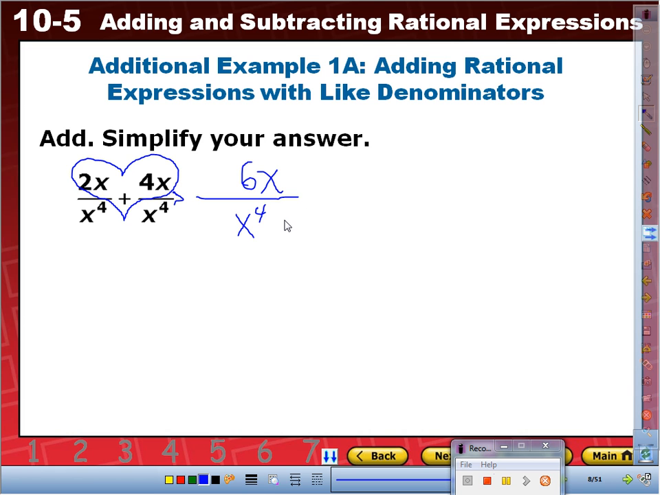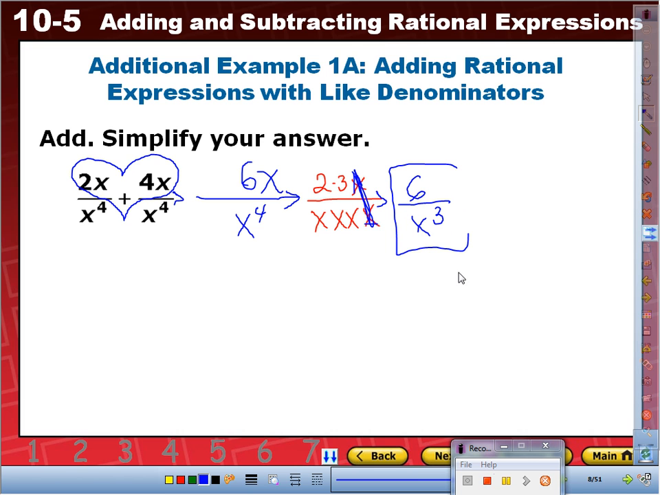Step 3, I'm going to skip because that one's for when we don't have common denominators. From there, we're going to factor completely. This becomes 2 times 3 times x. And this one is x times x times x times x. Do you see a giant 1? Yeah, right here. And what do we have left? 6 over x cubed. Copy that, please. And we're done.